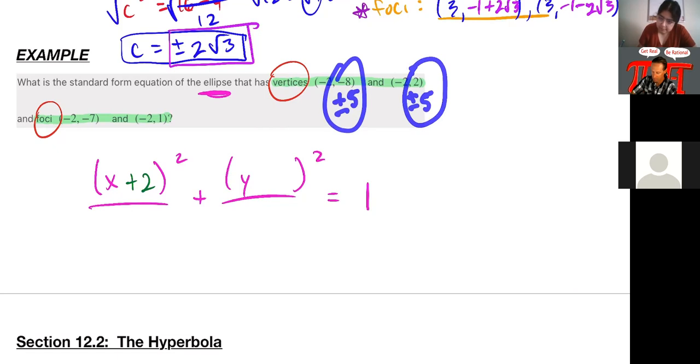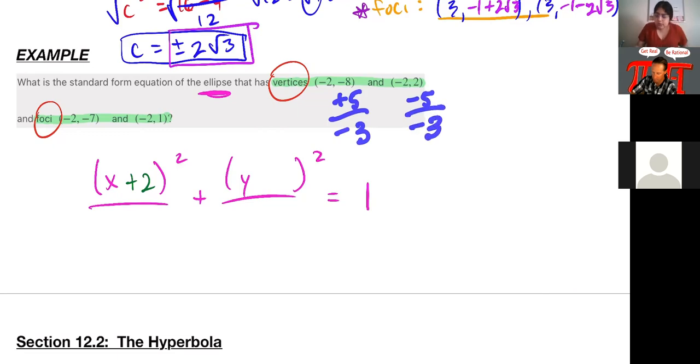And which one is it? That's the A for the Y. I got to add 5 to get a negative 3 there and subtract 5 to get a negative 3 there. And that just found my what? The Y of the equation. So plus 3. That's right.